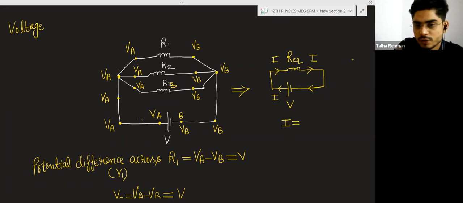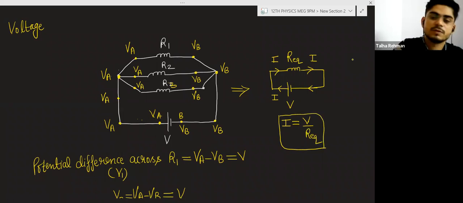So from here, I can calculate this I. I is equal to potential difference divided by resistance. What is the resistance here? R equivalent. This is the thing.